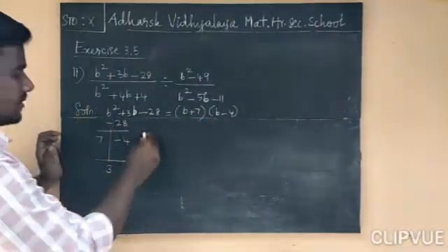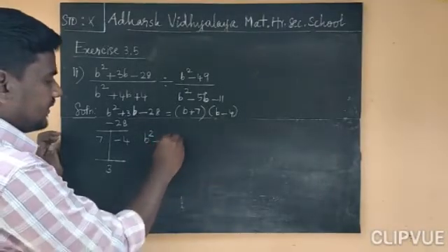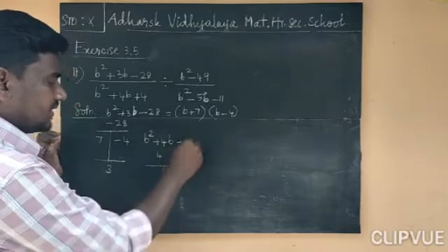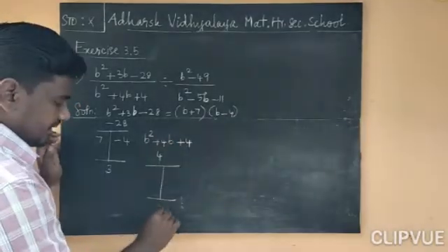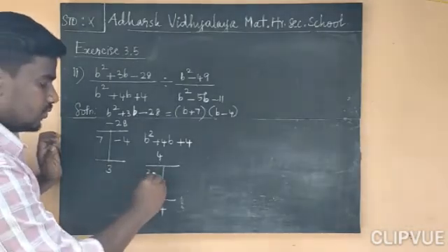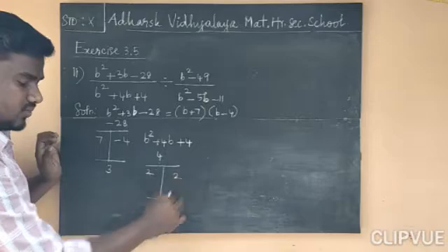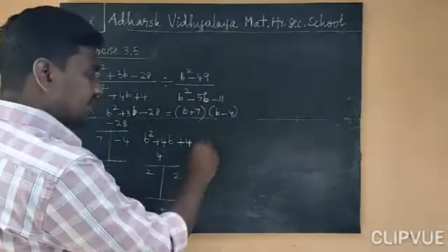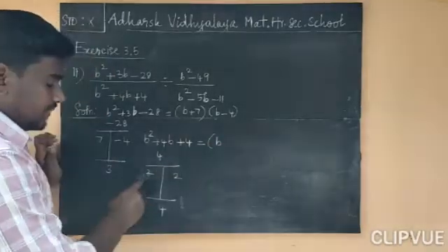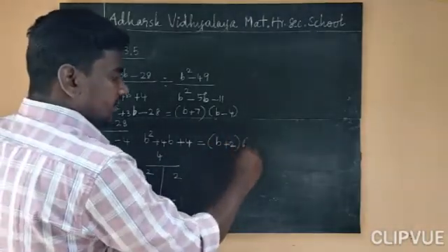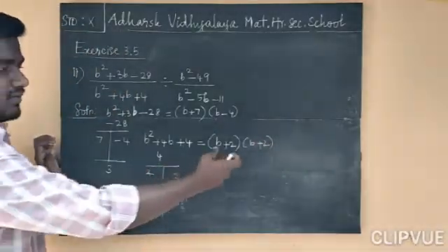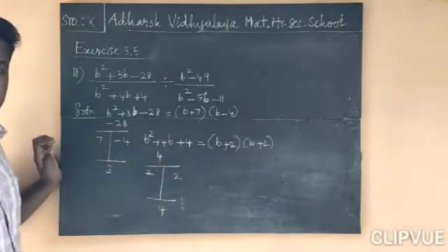Next, the second one, b square plus 4b plus 4. It is very easy. The constant term I have written here, 4. The coefficient of b, 4, is written here. So when we multiply two numbers we get 4, and when we add we also get 4. So 2 and 2. 2 into 2 is 4, 2 plus 2 is 4. So how do you write this in factor form? I told you clearly, first we write the variable, that is b, and plus 2, and b plus 2. These two are the factors of this quadratic polynomial. If you multiply them, you get the quadratic polynomial.